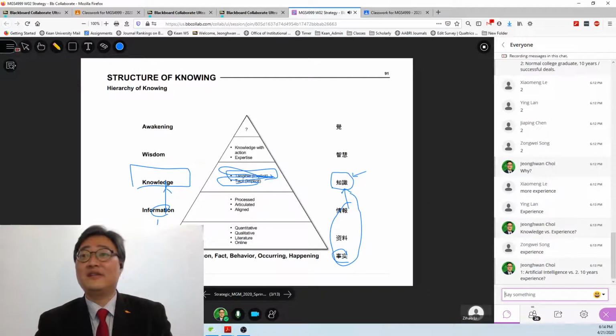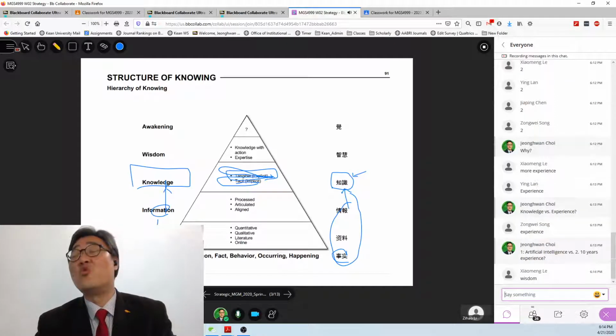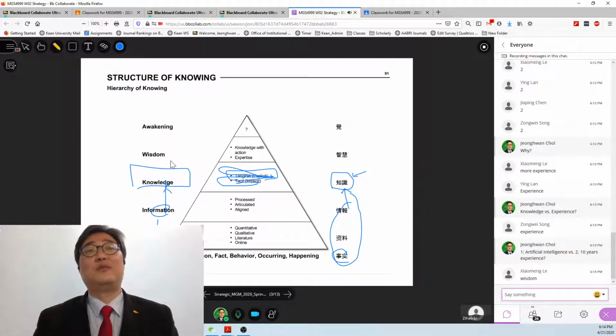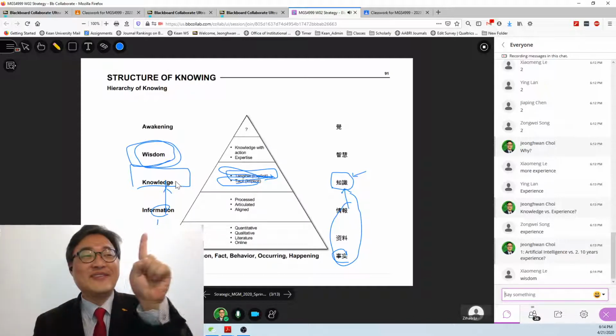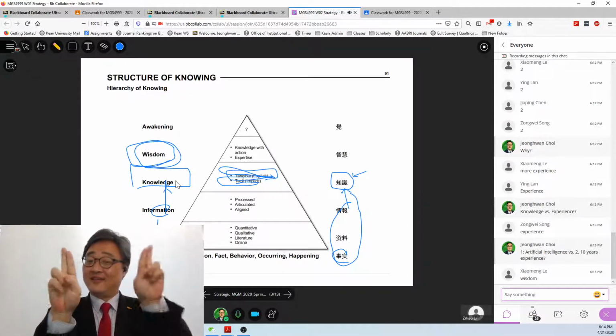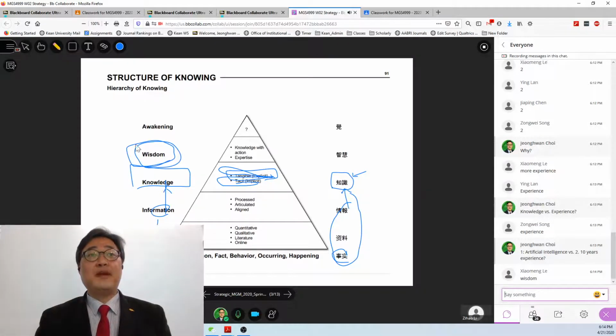And what the hell is experience? What does experience make? Does experience give us more knowledge? No. Experience gives us more wisdom. I need a wiser person. Wisdom matters. Knowledge is one thing, but wisdom is another thing. And based on a lot of knowledge, we can cultivate wisdom.